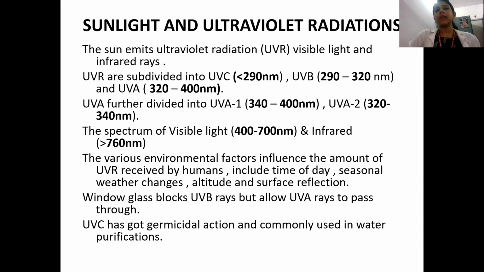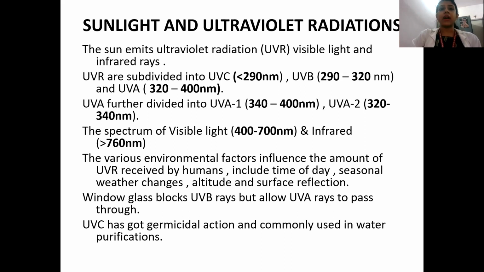So UVA is further subdivided into UVA1 as well as UVA2. UVA1 has 340 to 400 nanometers and UVA2 has 320 to 340 nanometers. The spectrum of visible light is about 400 to 700 nanometers, and that of infrared rays is more than 760 nanometers. So infrared has the longest wavelength, which is more than 760 nanometers.